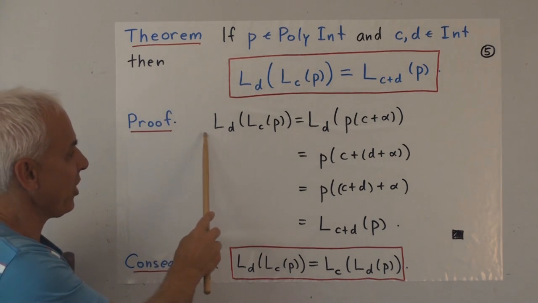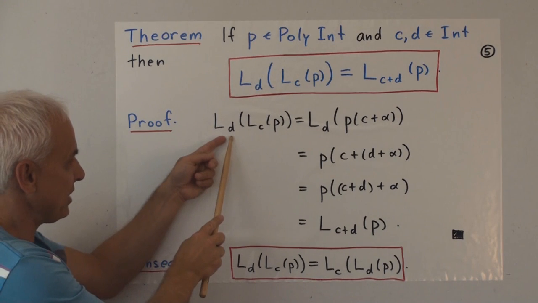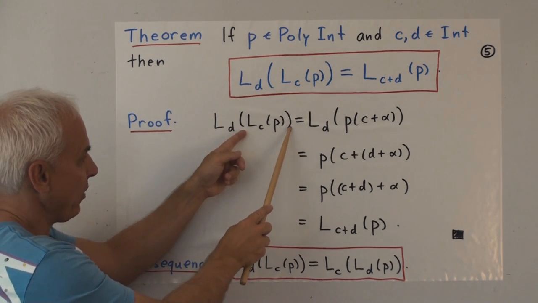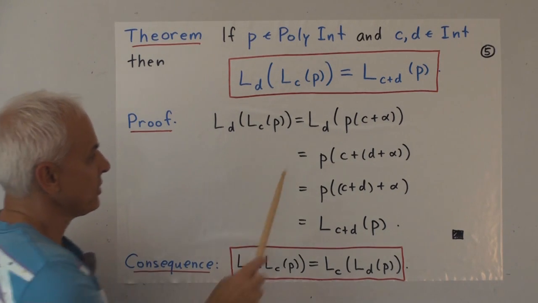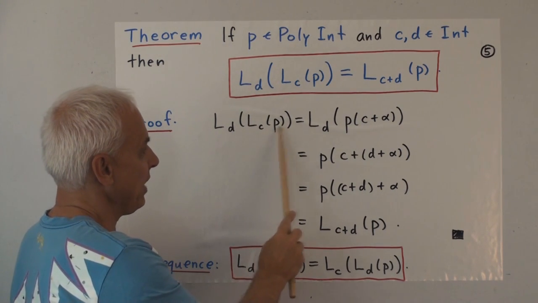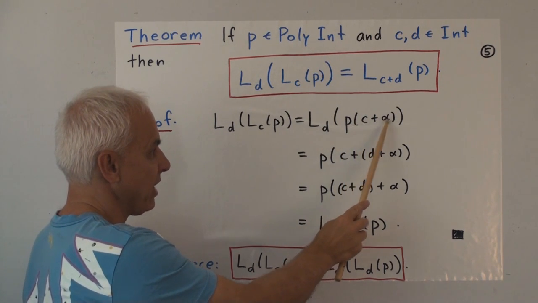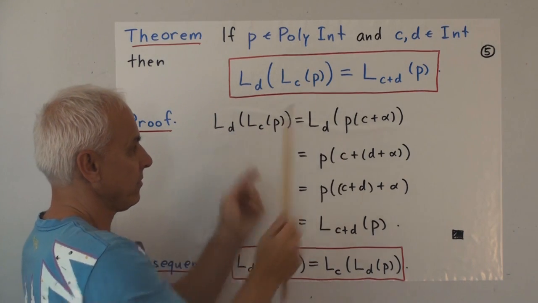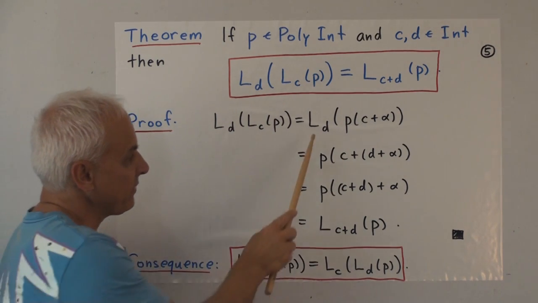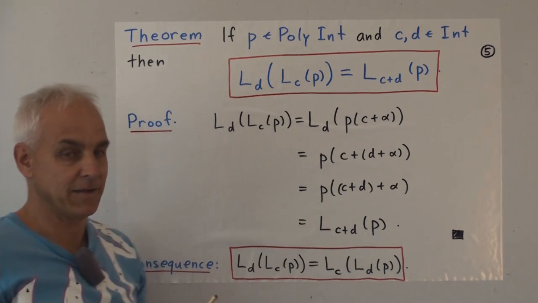Alright, so the proof is not hard. Let's have a look at it. The left-hand side, L sub d evaluated at L sub c of p. So we replace the L sub c of p with what it's equal to, which is p of c plus alpha. That's what L sub c of p is. And then we have to take L sub d of that. We have to translate that by d.